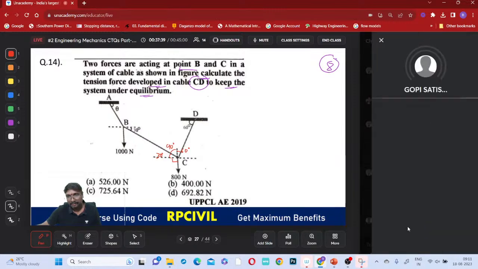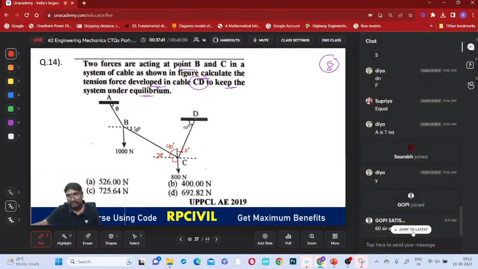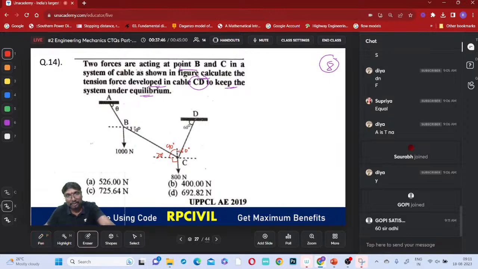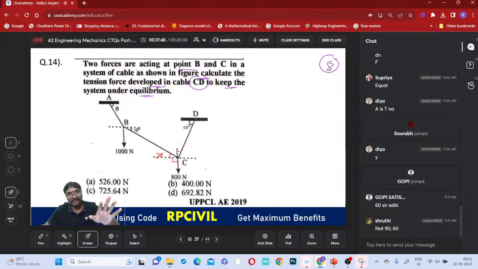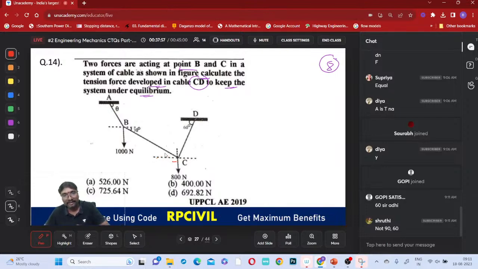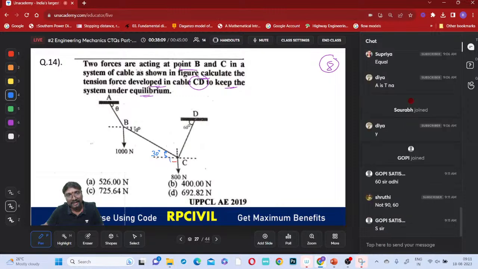60 only? One sec. Okay, this is only 60. Oh, sorry. It is with respect to horizontal. Sorry, I have written wrongly. This is with respect to horizontal, so this is 60 only. Yes, I have made the angles wrong. Okay, don't worry. So this will be 30. This is 30, you don't have any doubt, right? And this is 120, this is 90.